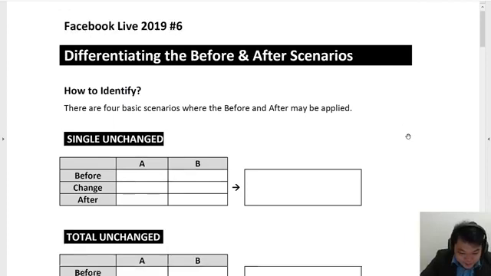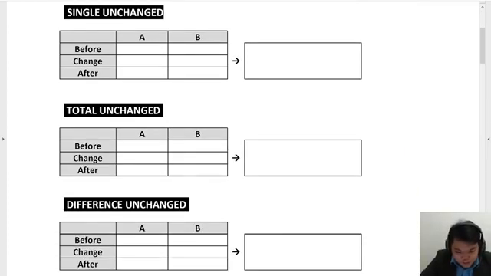Okay, let's just talk about how to identify these scenarios. There's a drilling sound because there's some renovation going on in the surrounding offices. That one I don't really have a control over. Sorry about that.